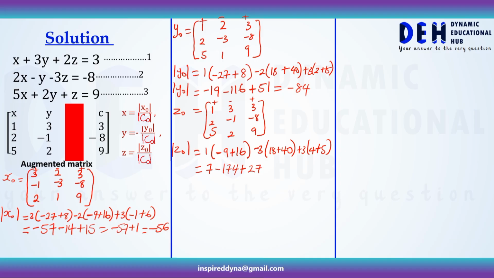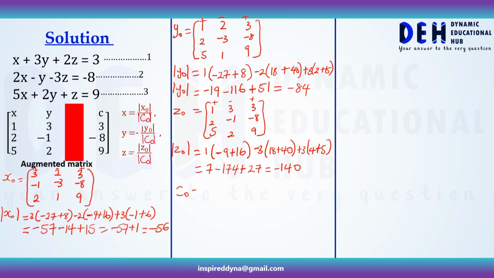So we have 7 minus 174 plus 27. So we have 7 plus 27, that is 34. Okay, minus 174 plus 34, that will give us minus 140. So we are done with Z naught.